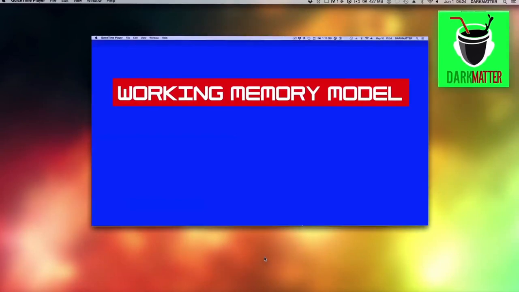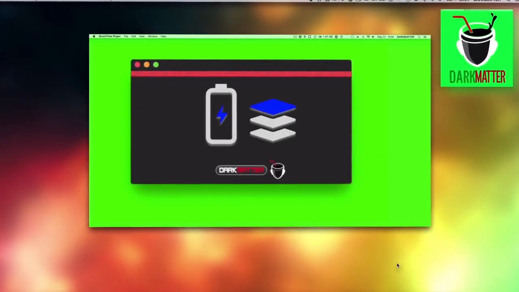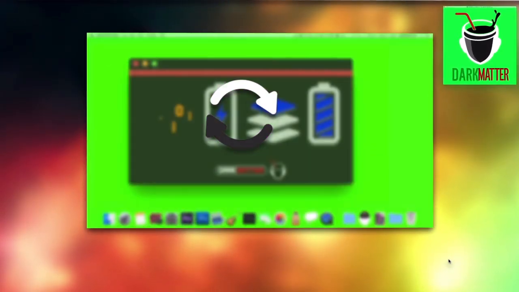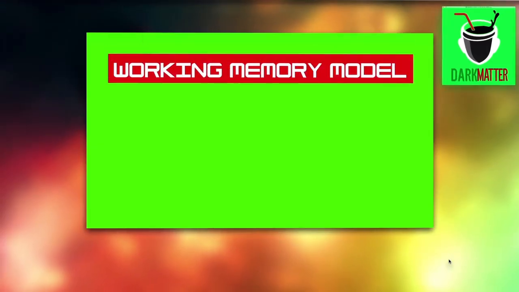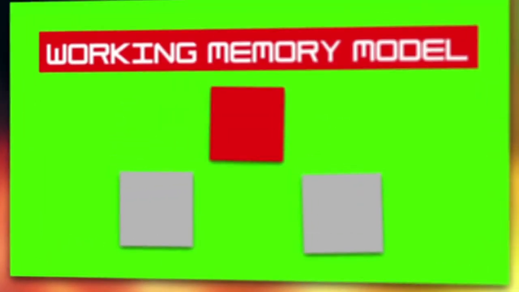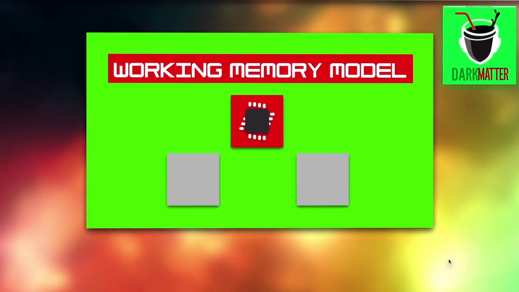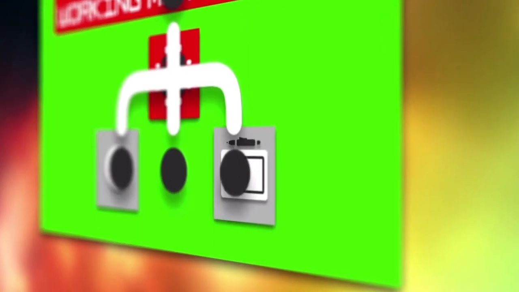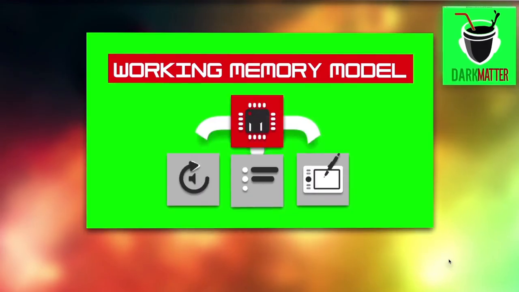In 1974, Baddeley and Hitch proposed a working memory model that replaced the general concept of short-term memory with an active maintenance of information in the short-term storage. In this model, working memory consists of three basic stores: the central executive, the phonological loop, and the visuo-spatial sketchpad. In 2000, this model was expanded with the multimodal episodic buffer.